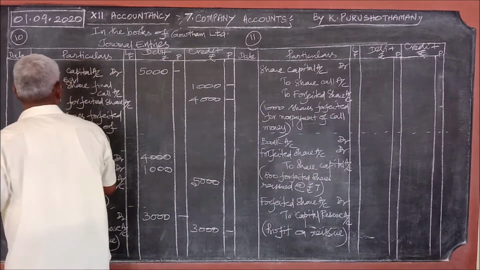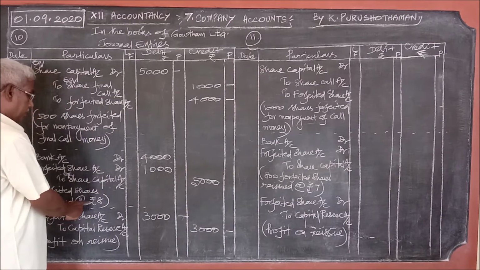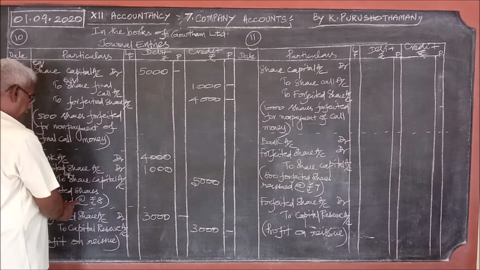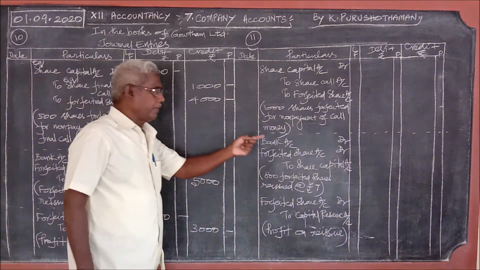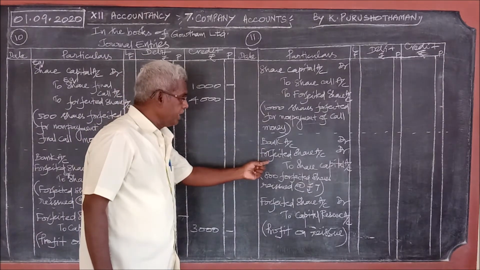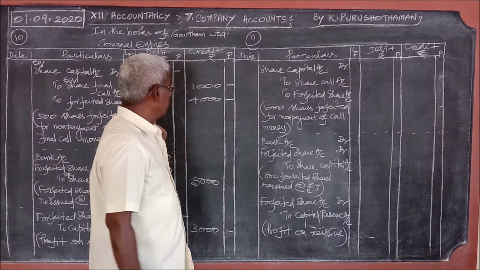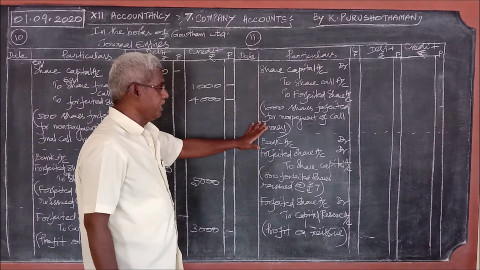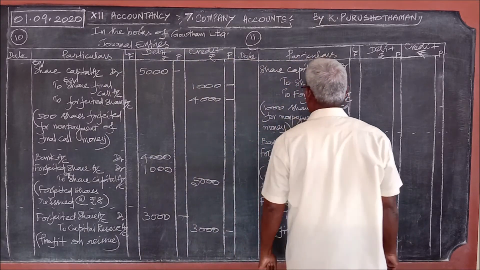Here 500 shares forfeited, all the 500 shares were reissued. We reissued all the shares we forfeited. But here 1000 shares are forfeited, but only 800 shares were reissued. That is the difference between these two. Regarding the journal entry it is the same, but the calculation is different. We shall see it now.